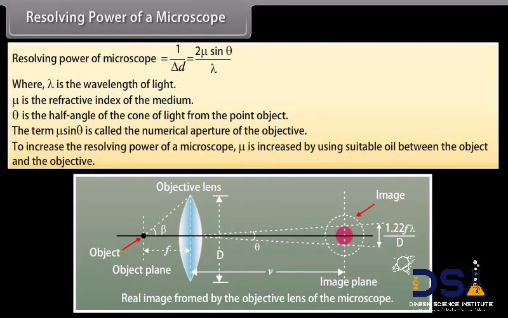To increase the resolving power of a microscope, μ is increased by using suitable oil between the object and the objective.